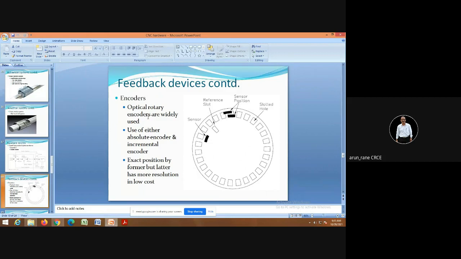This is the principle of operation of an encoder. An encoder is a rotating device which is mounted on the spindle of the motor or on the motor, and there are slots like this. Representative slots are cut along the periphery and the light is passed.